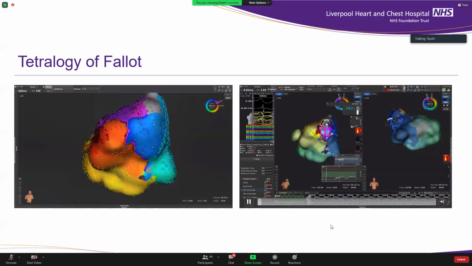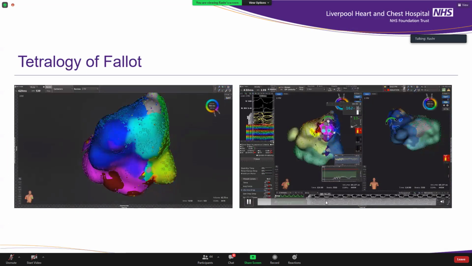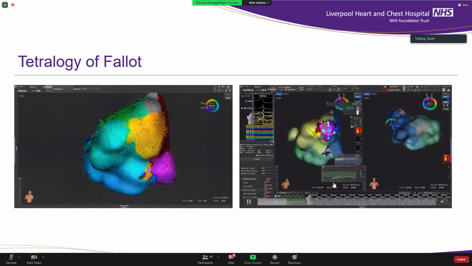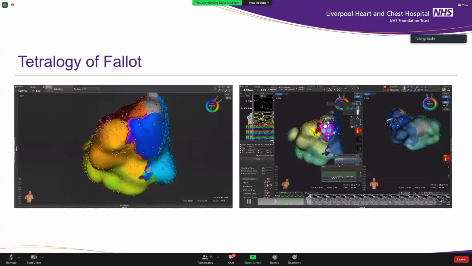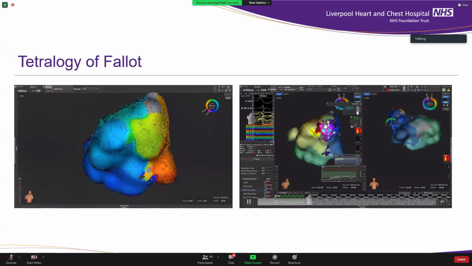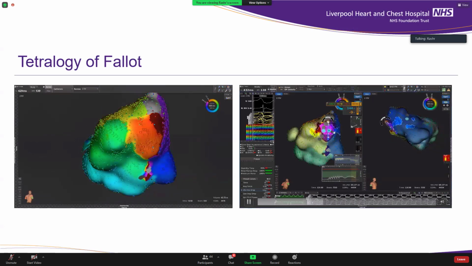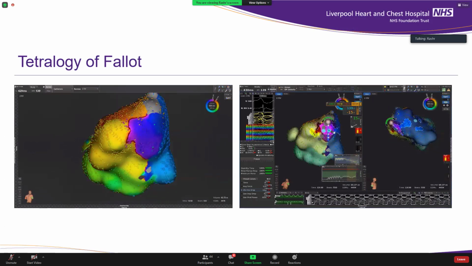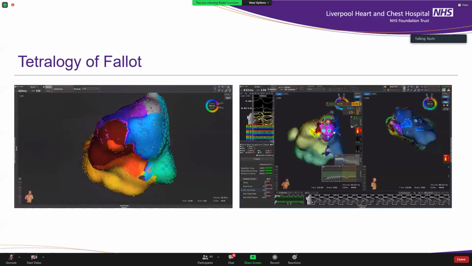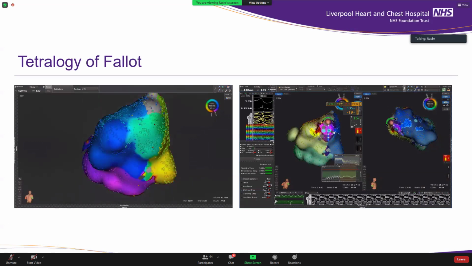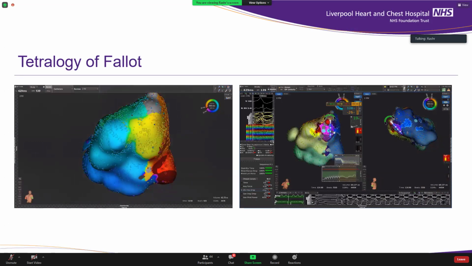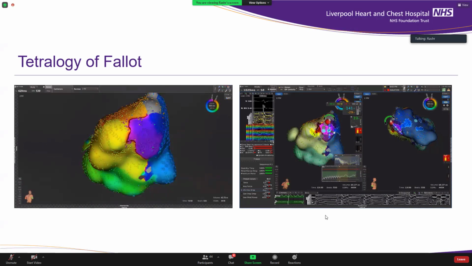And if I show you the ablation, what you can see is that just by starting to ablate in this slow zone, pretty much with my first lesion, we get termination of the VT, and then with consolidation through this critical posterior slow isthmus, he was then non-inducible and has remained VT free for over 2 years.